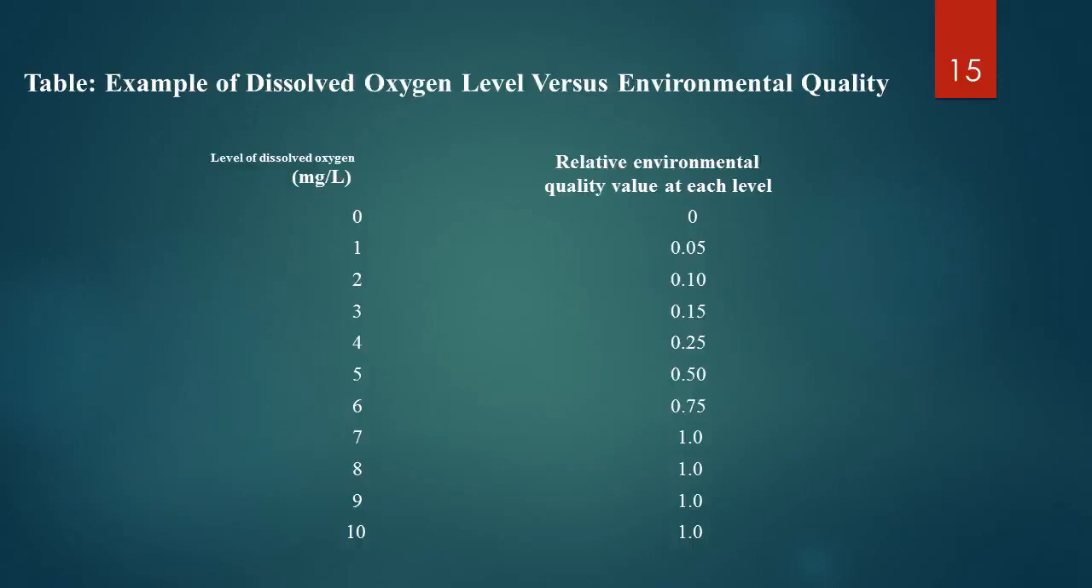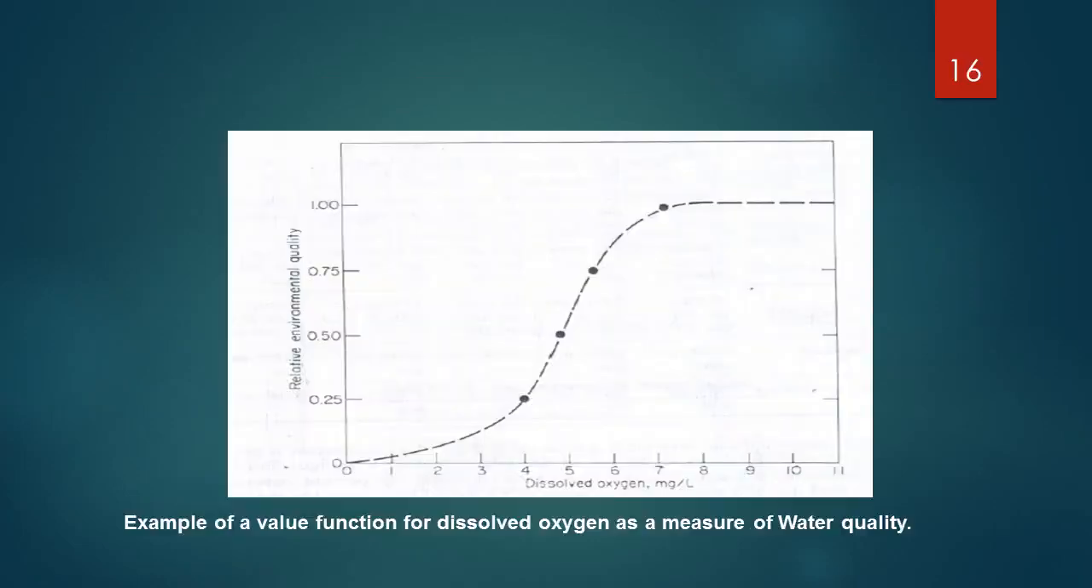The level of dissolved oxygen is 0 to 10 and the relative environmental quality value is 0 to 1. This graph is representing the value function for dissolved oxygen as a measure of water quality. As the dissolved oxygen increases, the relative environmental quality also increases.